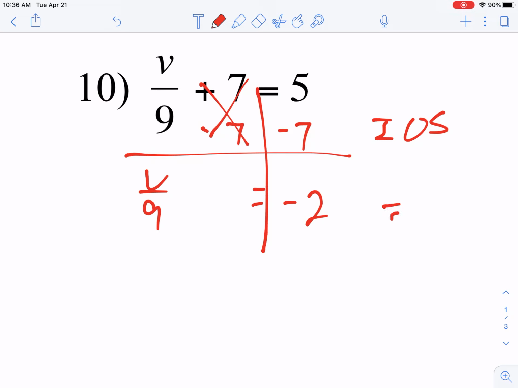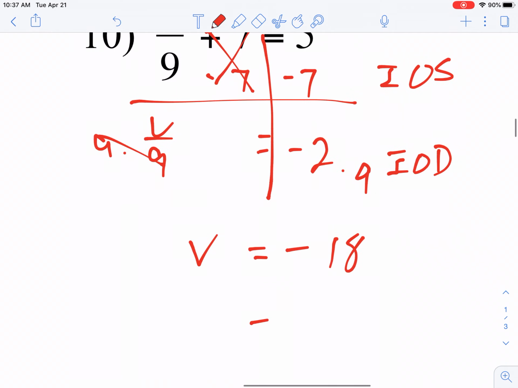So we're going to do the inverse of division. So multiply by 9 on both sides. And these cancel out. V drops down. Equal sign drops down. Negative 2 times 9. A negative times a positive is negative. 2 times 9 is 18. So we end up with negative 18. Our answer that we type in is negative 18.